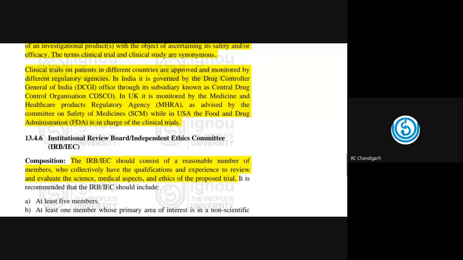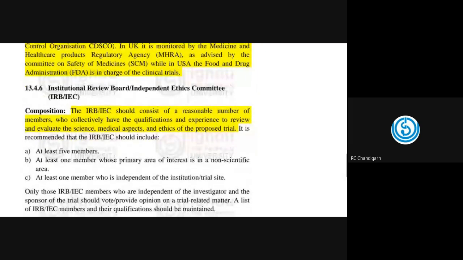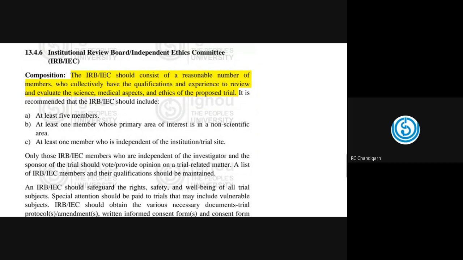Now, Institutional Ethics Committee or Independent Review Board. The composition of the Institutional Ethics Committee should consist of a reasonable number of members who collectively have the qualifications and experience to review and evaluate the science, medical aspects, and ethics of the proposed trial. It is recommended that it should have at least 5 members, at least one member whose primary area of interest is in a non-scientific area, and at least one member who is independent of the institution or trial site, and also the chairman who is not a member of the trial site or trial organization.